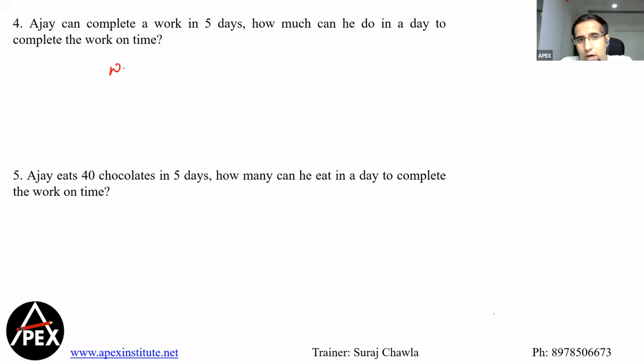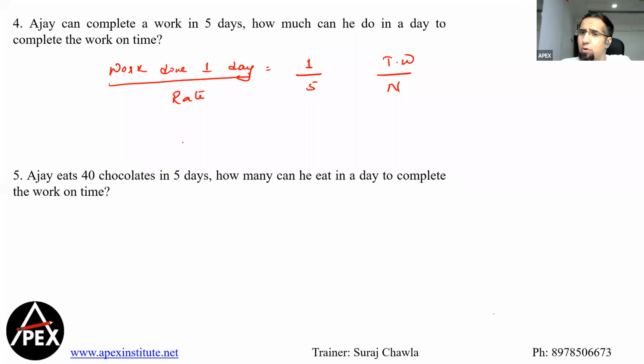The work done per day, okay? Work done in one day: 1 is my total work, 5 is my number of days. So I term this either the rate at which you are working or the efficiency with which you are working. So can I establish a relationship: the speed at which you are working is equal to total work by number of days?